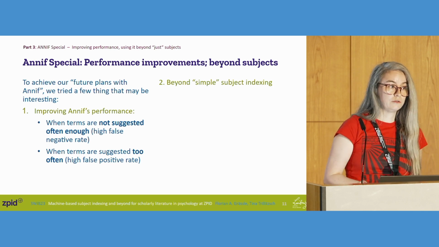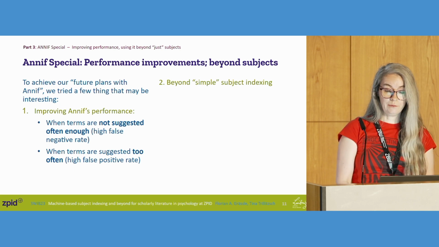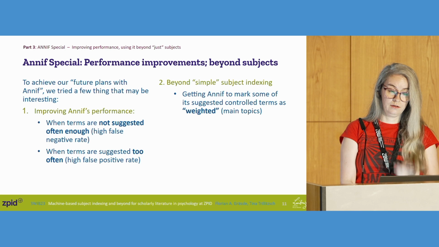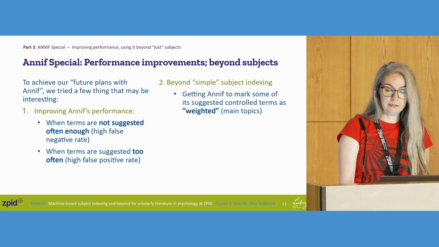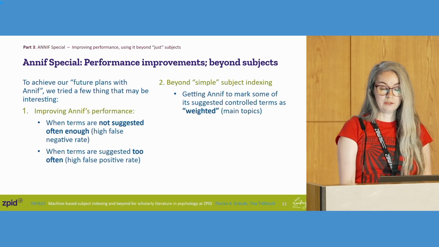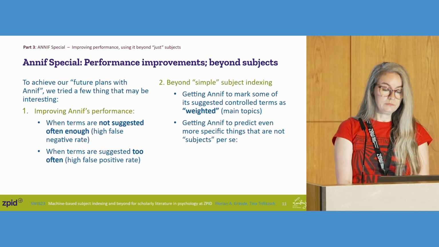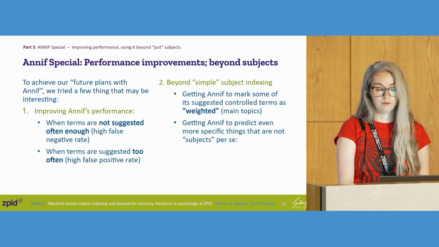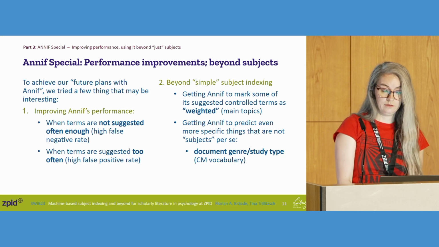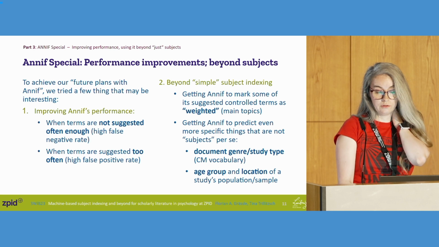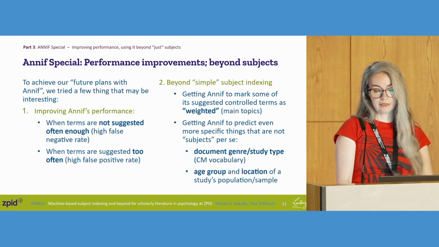So not just our controlled terms, but other vocabularies that are not specifically subjects. One of these, I already mentioned, is marking some terms as main topics, and also getting Annif to predict other vocabularies, like, for example, our document genre study type, and also the ones I've mentioned before, age group and location.